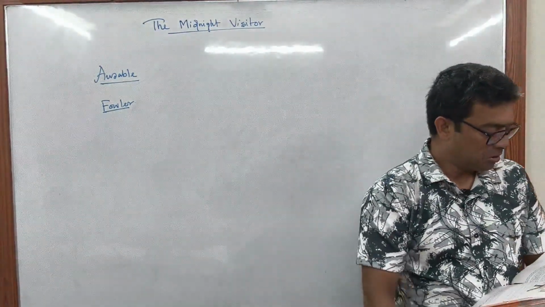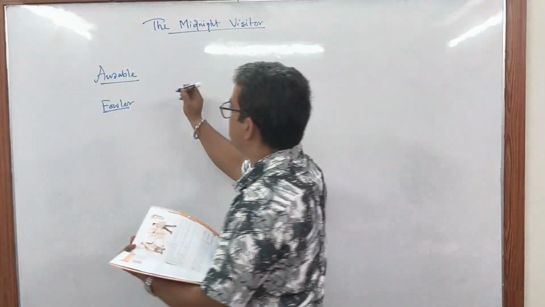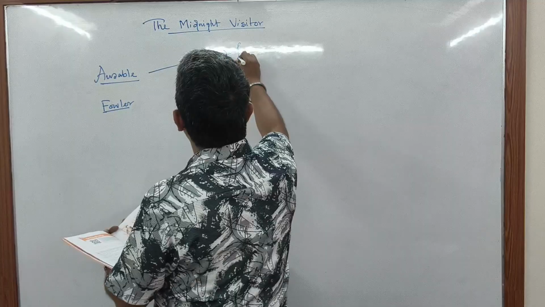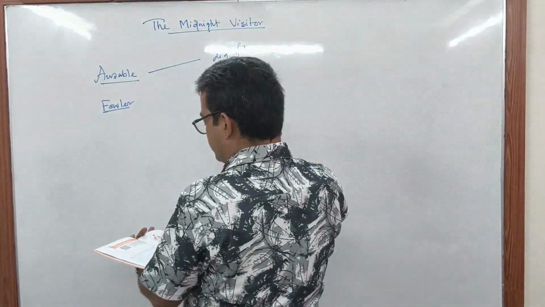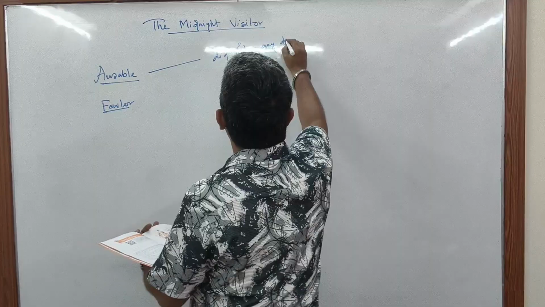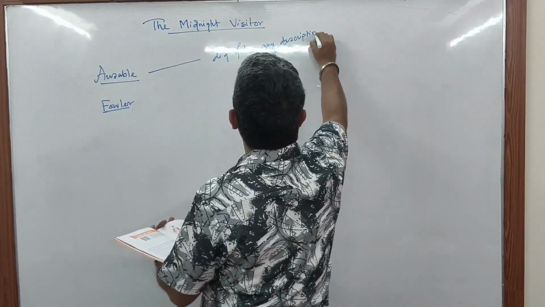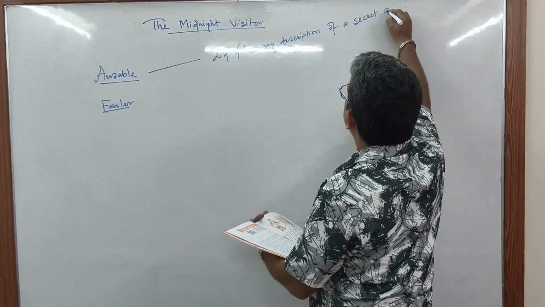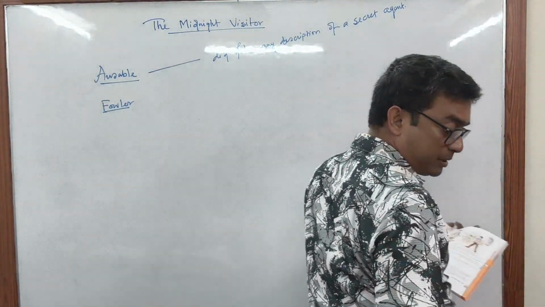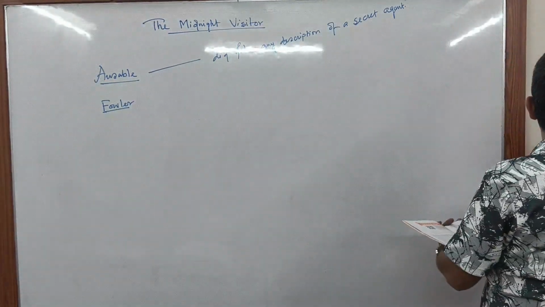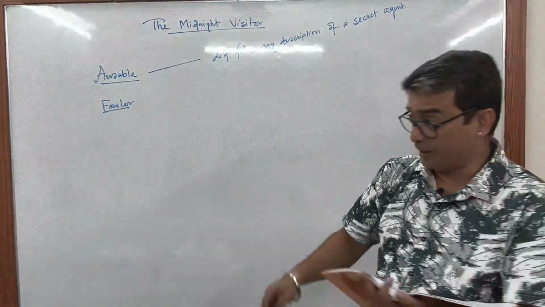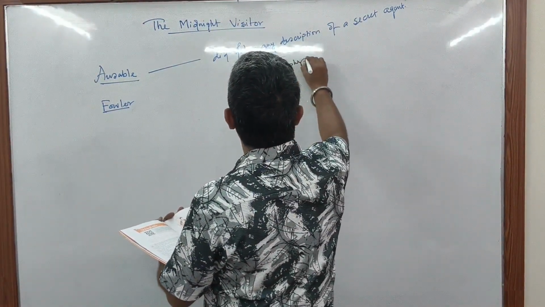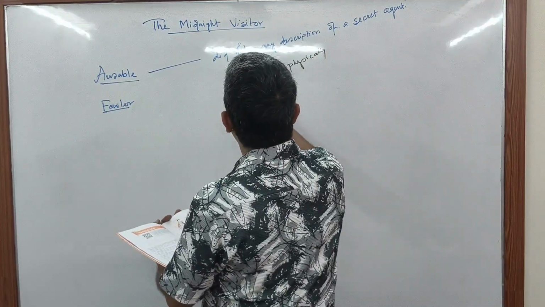So the character sketch that the author has drawn of Ausable, he didn't fit any description of a secret agent. By secret agent, what do we understand? Fit, very good. Fit physically, right? Next.